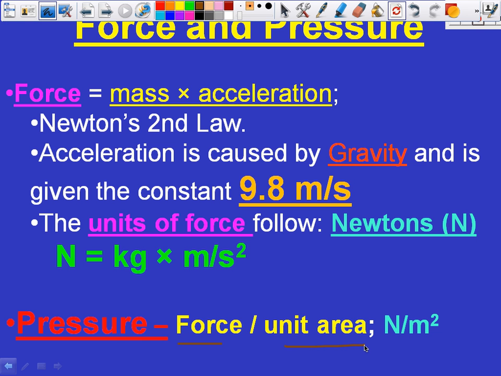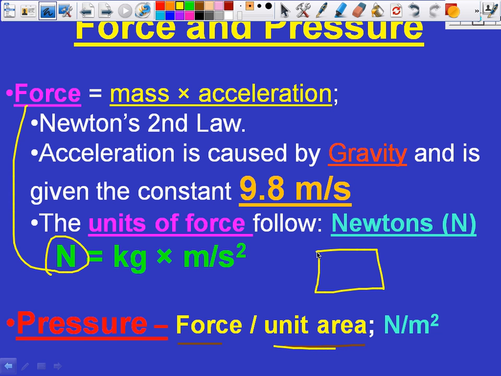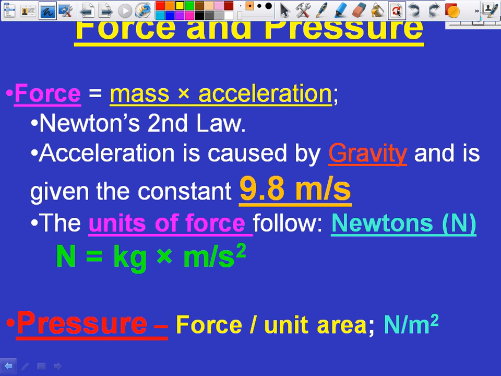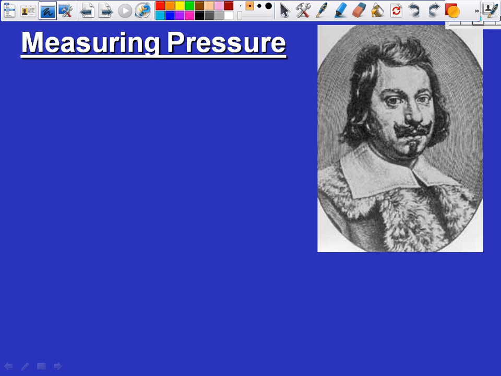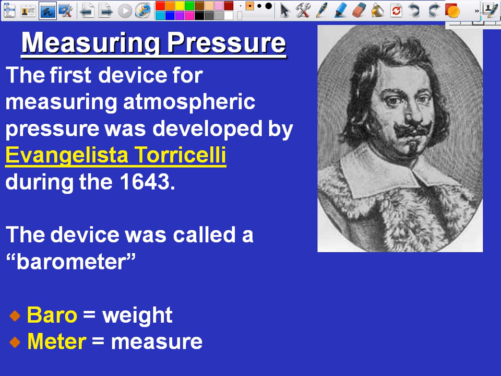Well, what kind of unit do we have there? Well, we have just determined that force is the Newton. Well, area, remember, if we have the area of a square, it's length times width, so it's only going to be two dimensions. So it's Newtons divided by meters squared, because we only have two dimensions. All right? So again, that is going to be your pressure. Now, we're going to get into something else in just a second. So how do we measure pressure in terms of gases?